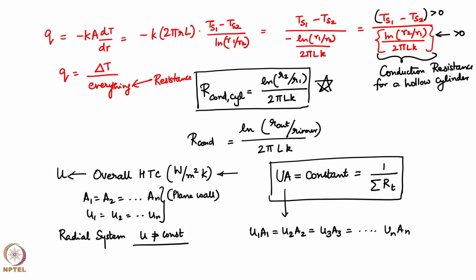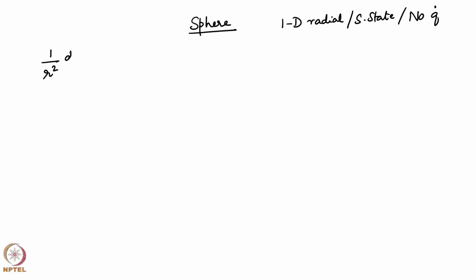Okay. So, we looked at a cylinder, now we will look at a sphere. I am not going to go into the derivation of the heat diffusion equation for a sphere, but I am just going to write it for the 1D radial, steady state, no volumetric heat generation case. We will write 1 by r squared d by dr of k r squared dT by dr is equal to 0. This would be the simplified governing equation.